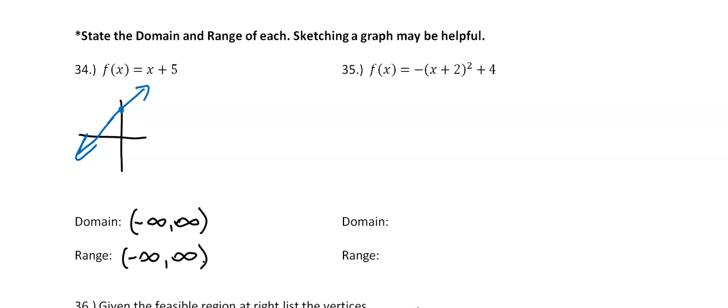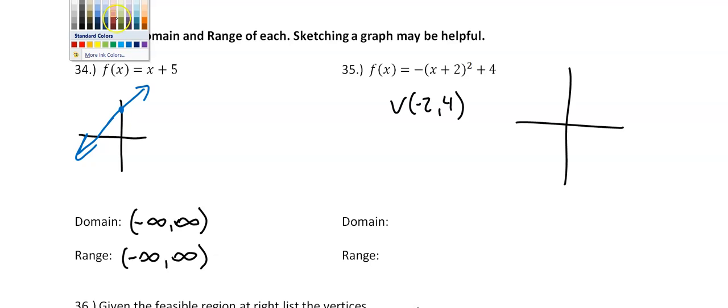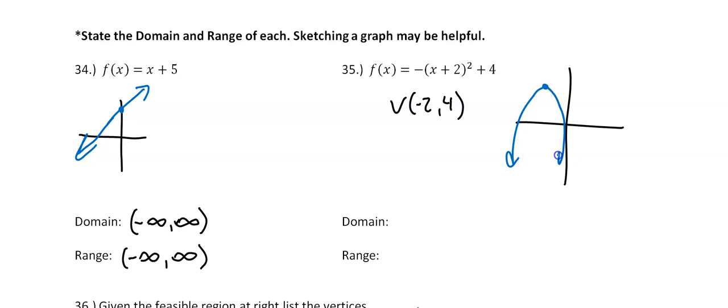This guy, same kind of thing, just draw a quick sketch of the graph. Well, this one has a vertex. This is vertex form, so the vertex is negative 2, 4. And again, I don't have to be real involved with the graph here, but negative 2, 4 is approximately here. The thing opens down because the a value right here is a negative, and it's the standard shape. So just a quick sketch, there it is. Okay, good enough. It's not super accurate, but that doesn't matter.